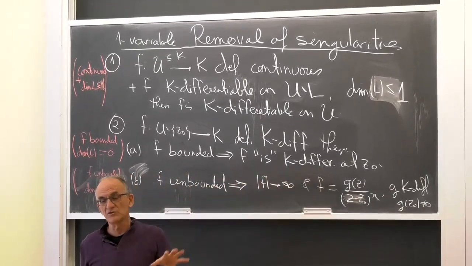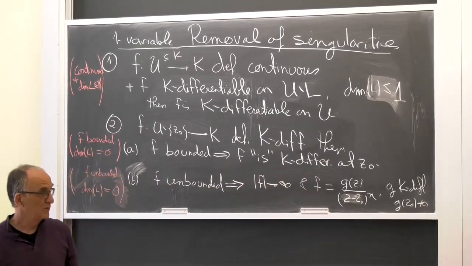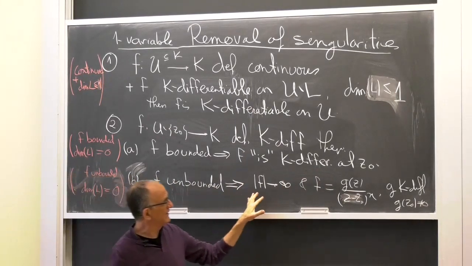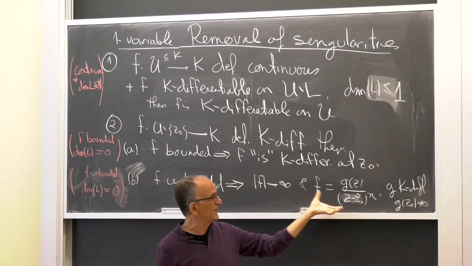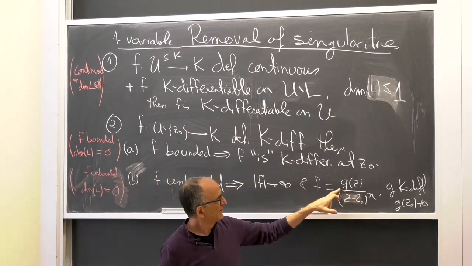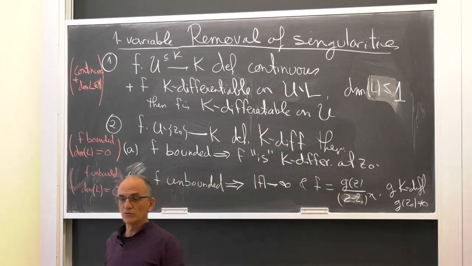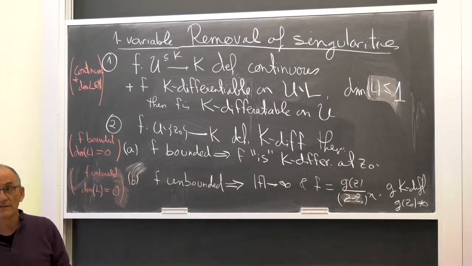I wrote it is differentiable at z0. So it's removable. And in the unbounded case, we basically know the limit is infinity, and then we have a nice description of it. So notice that this function is what we call meromorphic. It's a quotient of two analytic functions in a neighborhood of 0.